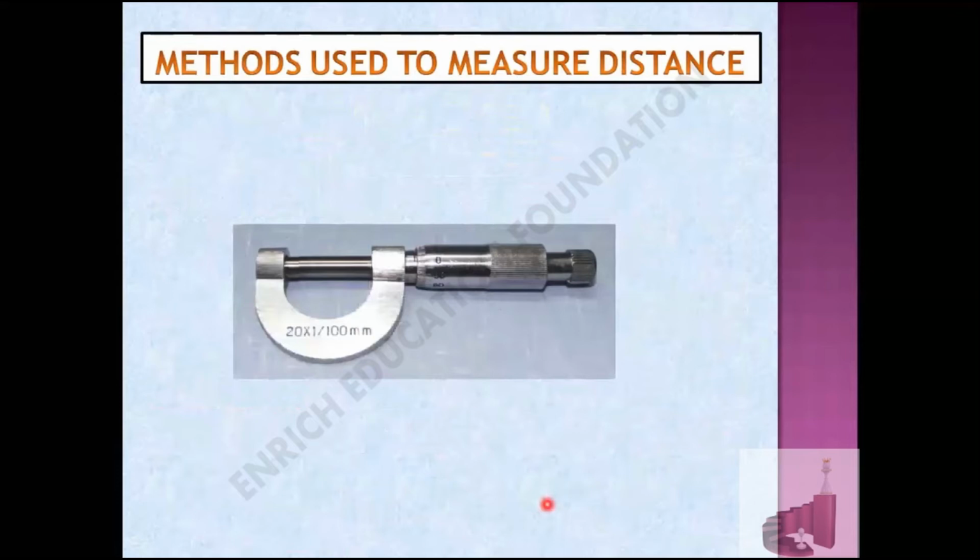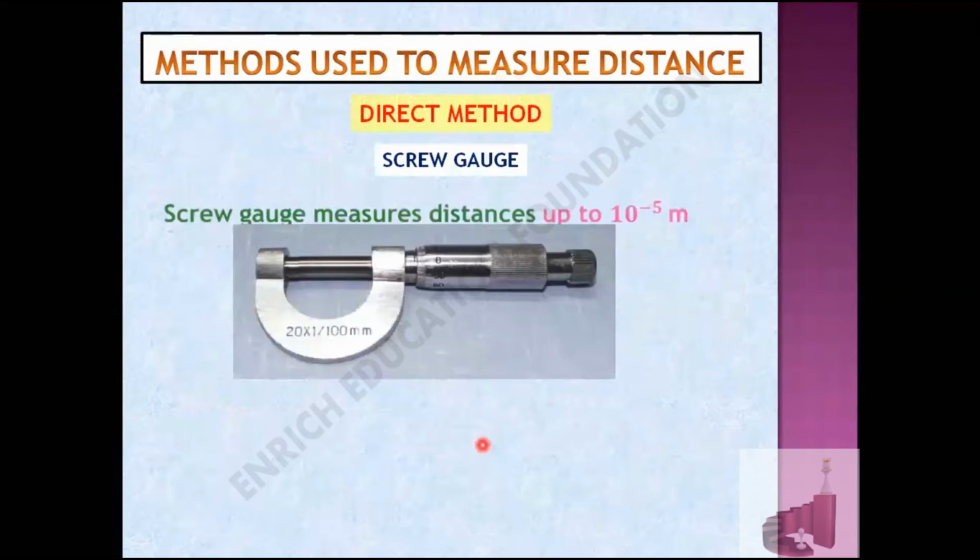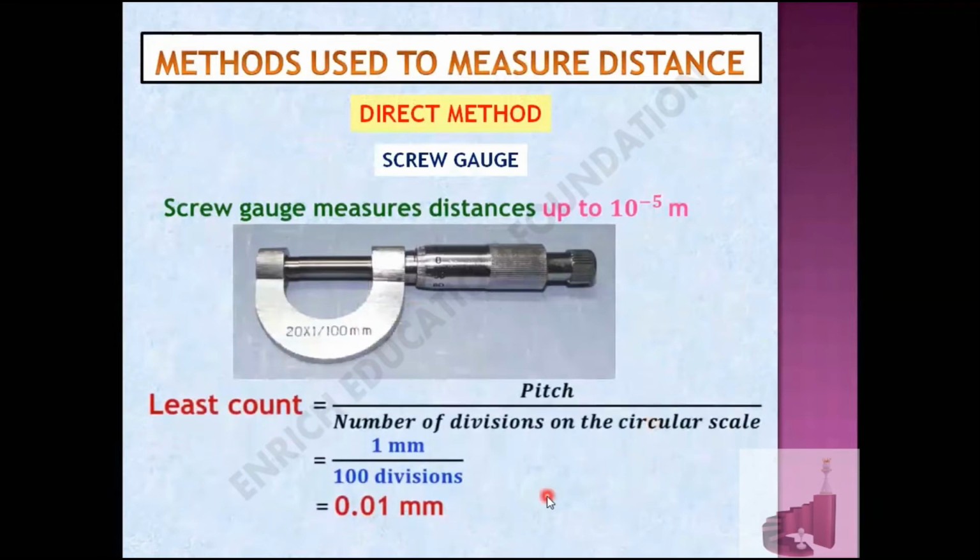The next way of measuring a direct distance is by screw gauge. The screw gauge is found to have a range up to about 10 power minus 5 meter. It has a least count of about 0.01 millimeter, which is got by the formula pitch divided by the number of divisions on the circular scale. So what is one pitch? One pitch is the smallest value found in the main scale, that is 1 millimeter, divided by the number of divisions found in the circular scale, which is about, say, 100 divisions. So 1 by 100 will give you 0.01 millimeter.